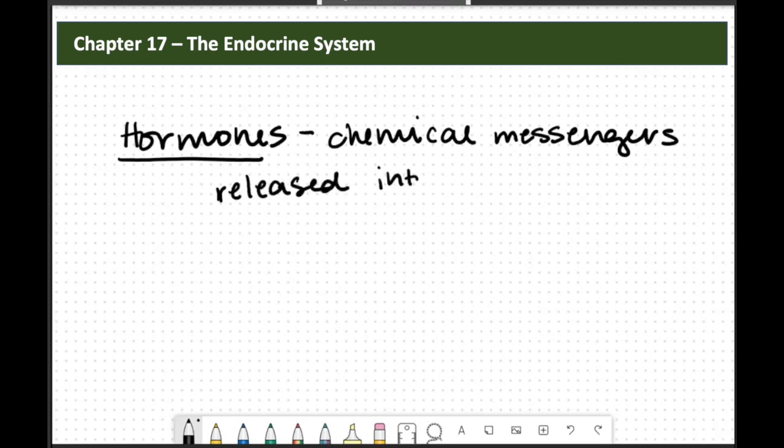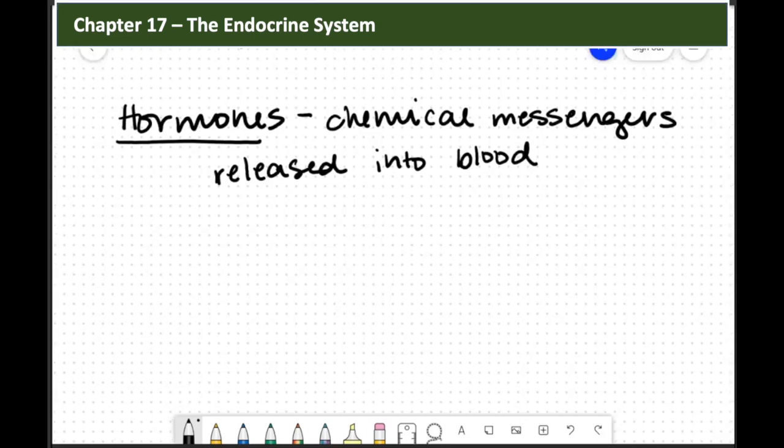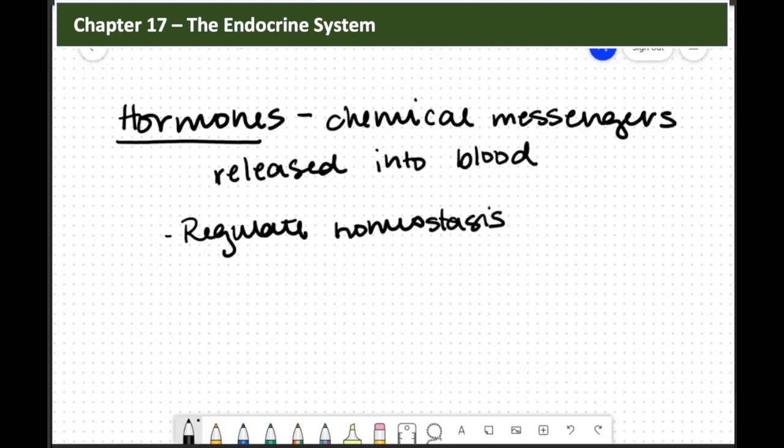They are going to be produced in one place in the body and released into the blood, and they will travel throughout the body looking for a specific receptor to have that communication transferred. The goal of a hormone is to regulate homeostasis. If a piece of communication needs to be said from one place to another in order to have a process turn on or turn off, hormones are used for that communication pathway.